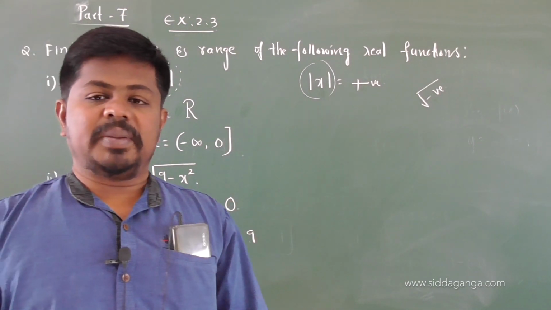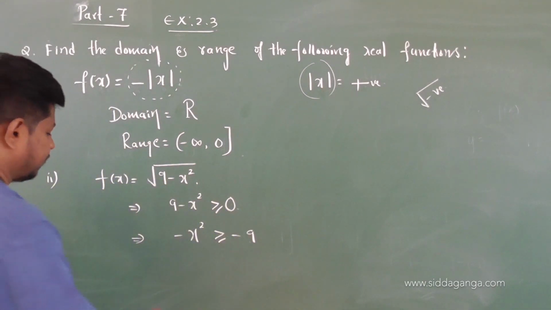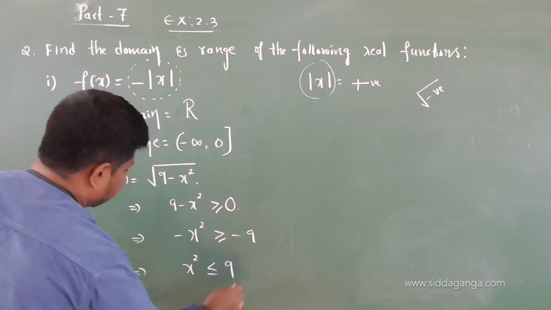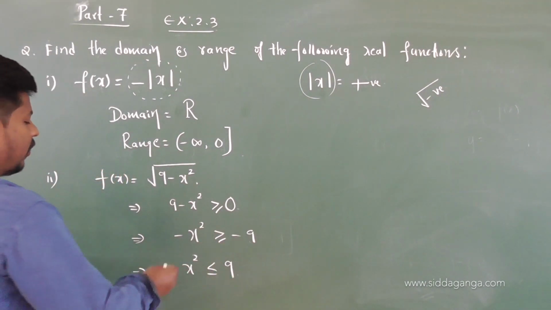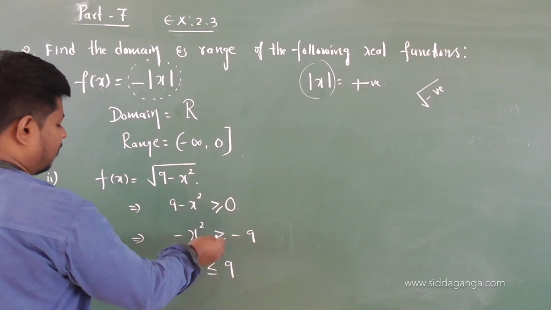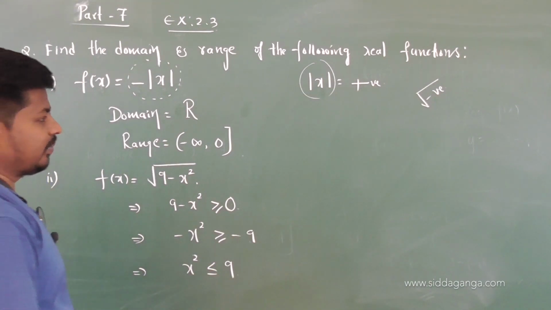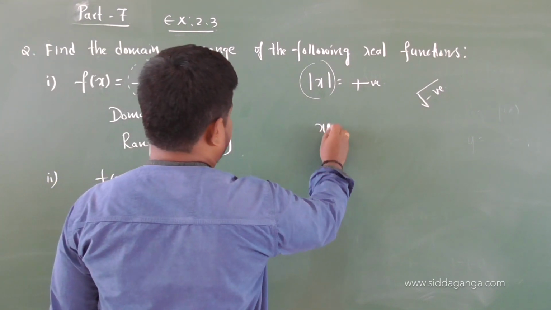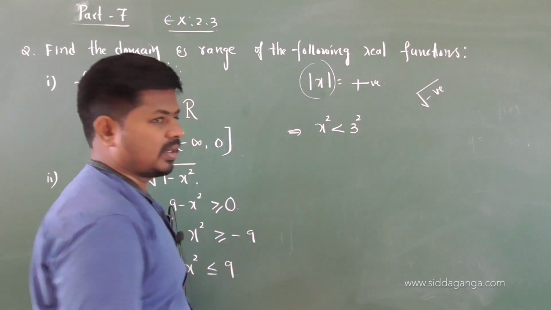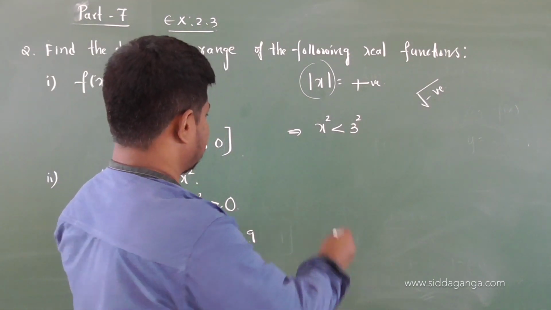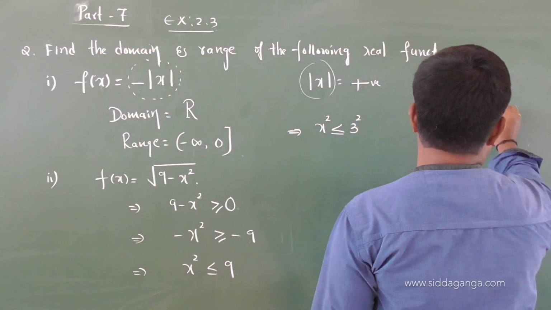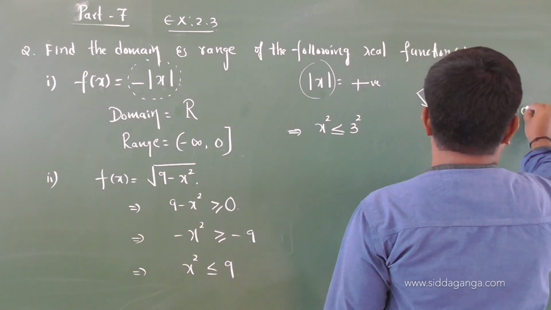Let me multiply minus 1 on both sides. You get x square less than or equal to plus 9, because for a given inequality, when you multiply with a negative thing, the inequality reverses. So x square less than or equal to 9, or I can write x square less than or equal to 3 square. Students, you remember less than or equal to. Remember a property we have, when x square is less than a square.